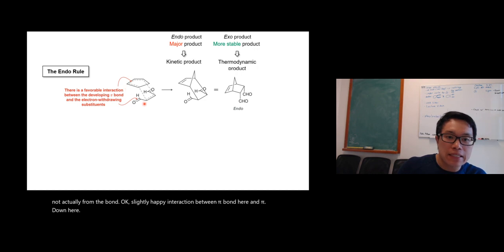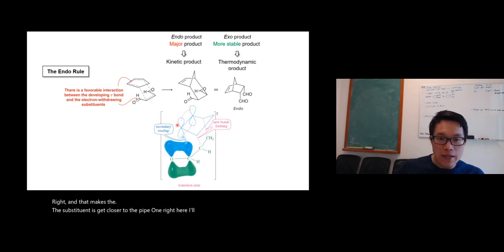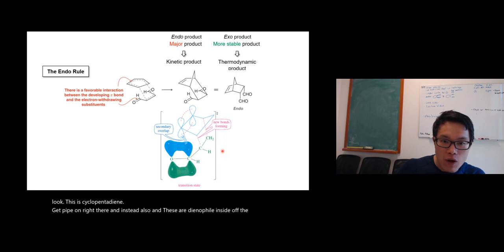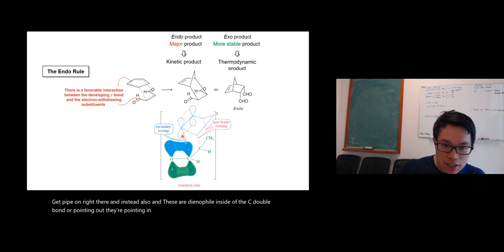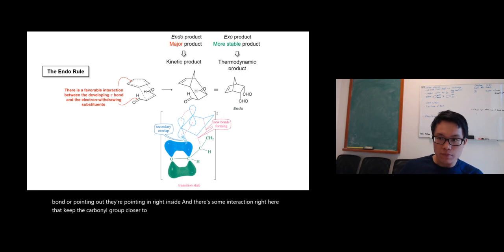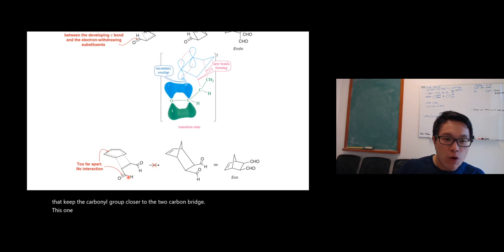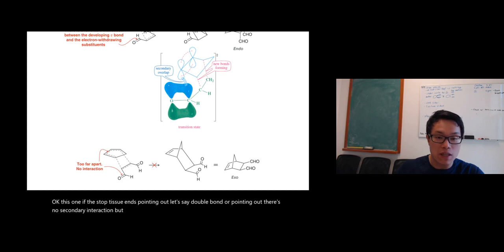And that makes the substituent get closer to the pi bond right here. It looks something like this. Take a look. This is cyclopentadiene, with the pi bond right there, and this is the dienophile. Instead of the C double bond O pointing out, it's pointing in, on the inside, and there's an interaction right here that keeps the carbonyl group closer to the two carbon bridge. If the substituent is pointing out, the C double bond O pointing out, there's no secondary interaction, but it's more stable because it's less sterically hindered. So it's more stable, but takes longer to form.